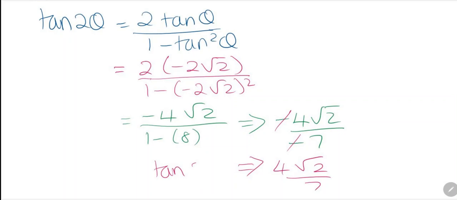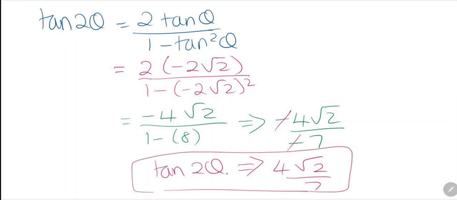So the answer for tan 2 theta is 4 root 2 over 7.